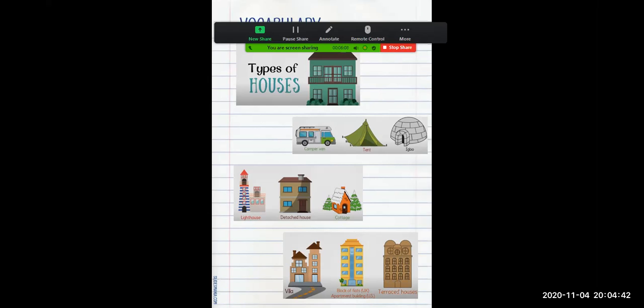A villa are like condominiums, okay? Those are like villas, condominiums. Now, in the United States, a los apartamentos se les llama apartments, but in the UK or in Europe, se llaman flats. So they have a different name, okay? Apartments in the United States and flat in the UK. Okay, those are very important too.